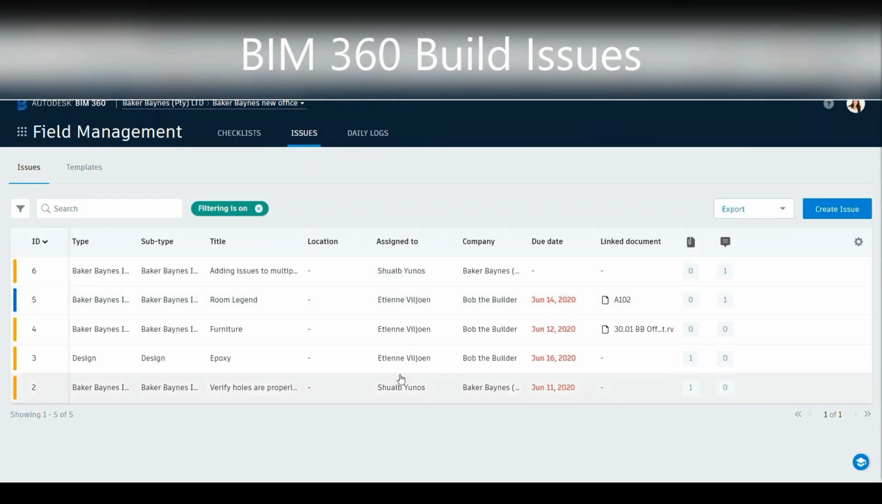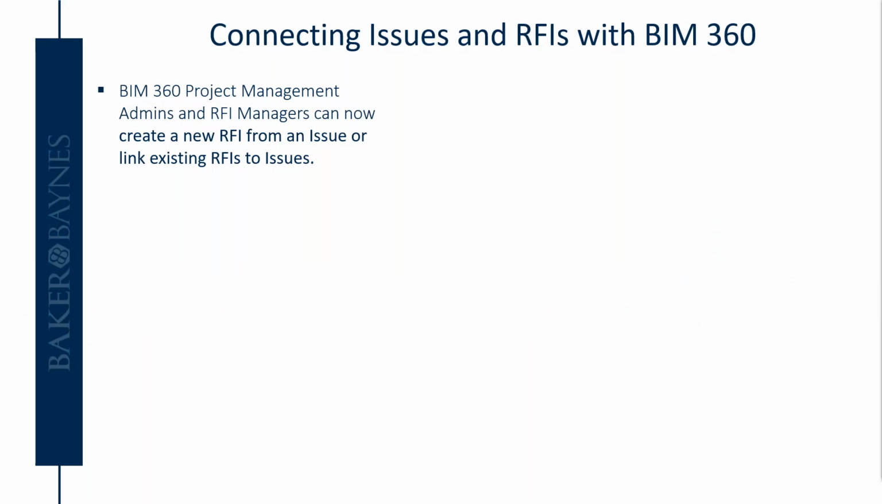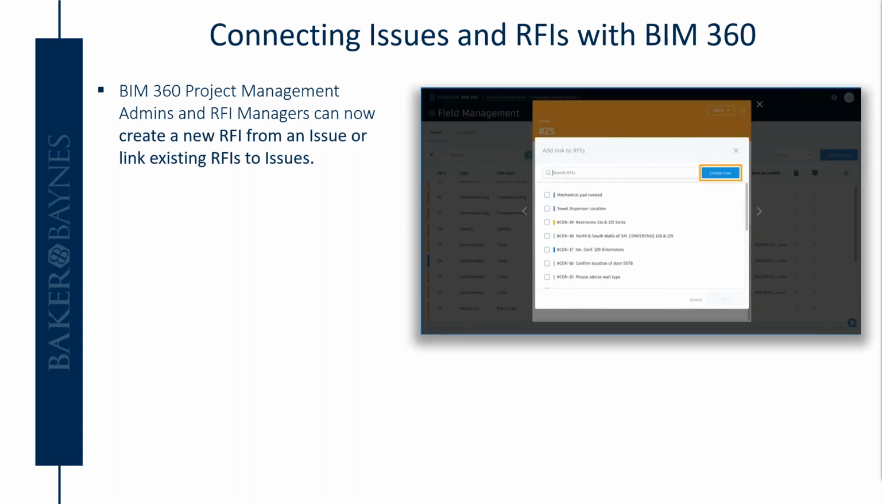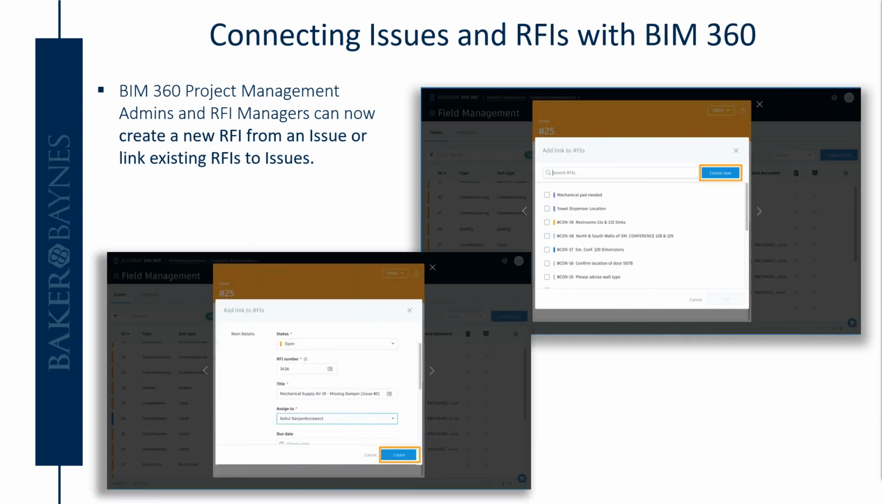Okay, so I just want to click to go to my next slide. Now, a recent update to BIM 360 Build is that BIM 360 project admins and also RFI managers can now create a new RFI from an issue, or even link existing RFIs to issues. So within the details of an issue record, there is a new linked references section. Once you're there, you can then select add reference to create a new RFI or link existing RFIs to the record. This functionality connects RFIs to any issues across the BIM 360 platform.